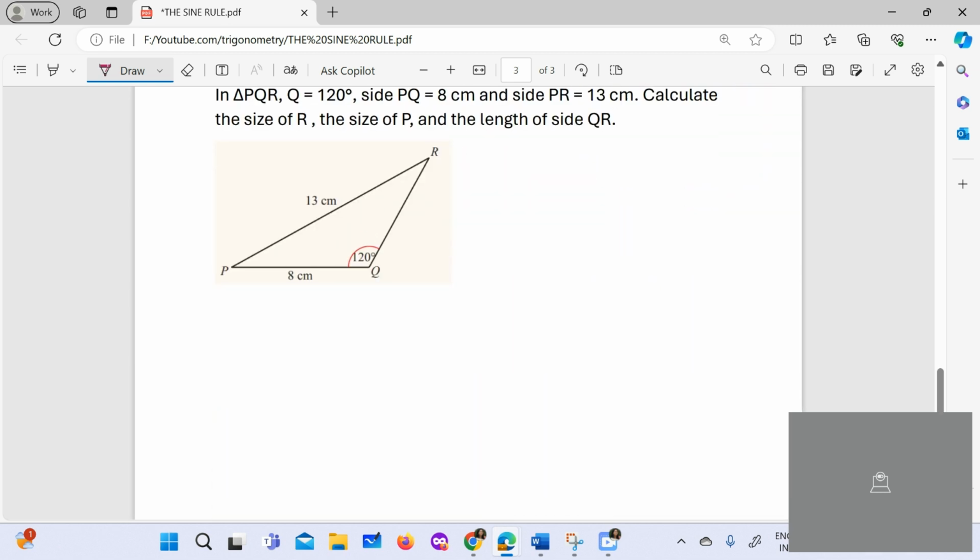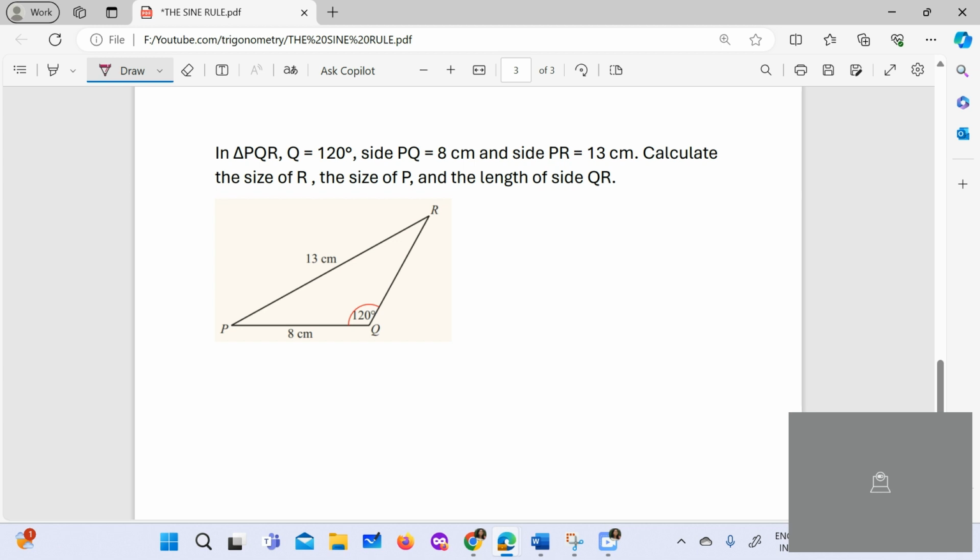So if you look at this question, in triangle PQR, angle Q is 120 degrees, side PQ is 8 centimeters, side PR is 13 centimeters. Calculate the size of angle R, the size of angle P, and the length of side QR. So we have to figure out this, and this, and then this. So let's start with this one.